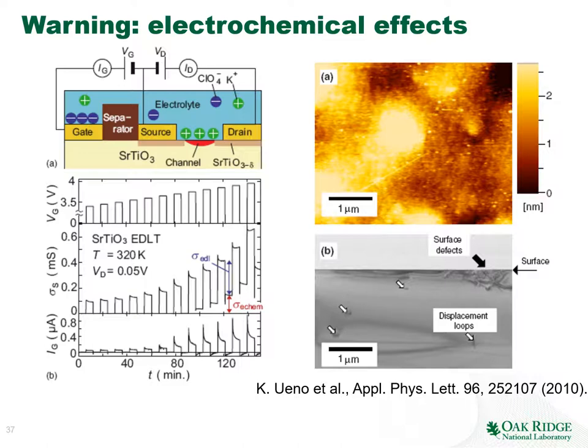And one thing they noticed is that once your bias on the gate electrode is relatively small, you see the changes in the conductance. This is just a field effect in the strontium titanate.